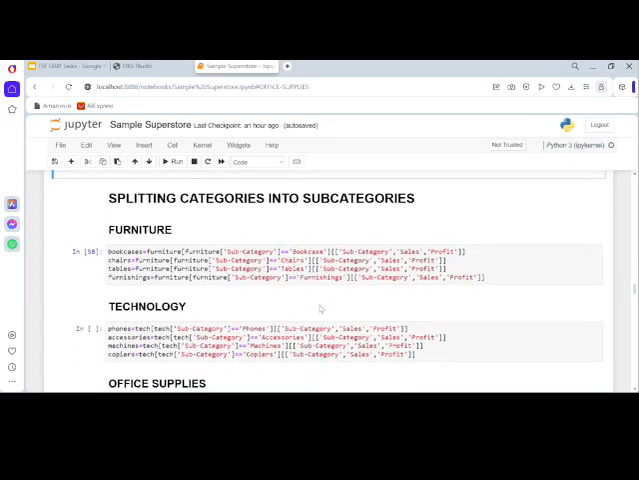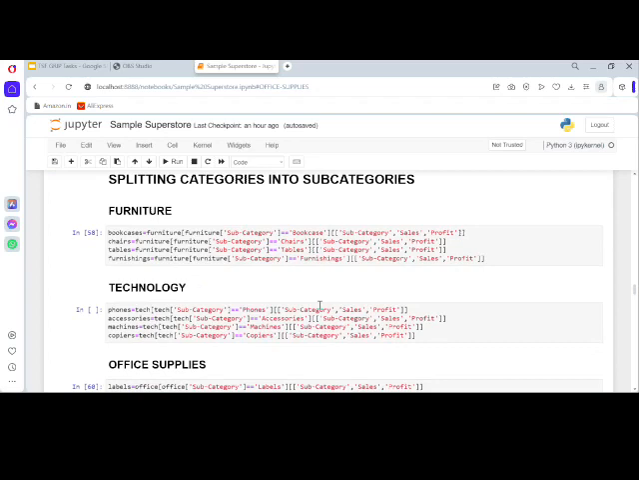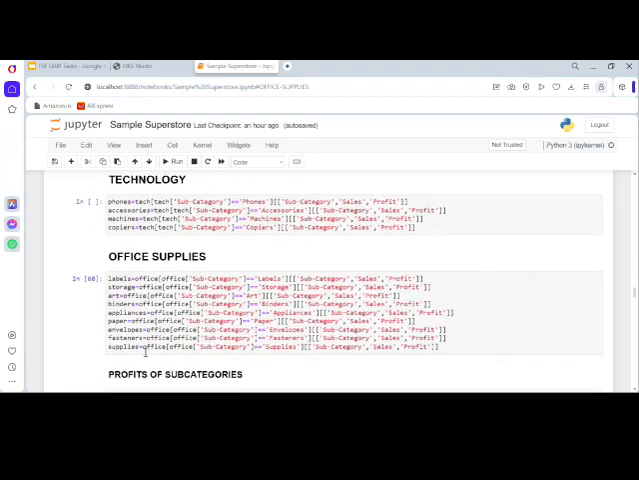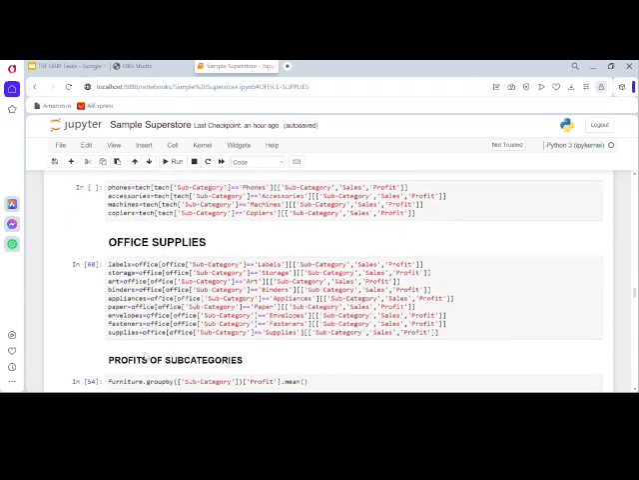Then we have separated the categories into different subcategories, such as furniture, which was further divided into bookcase, chair, tables, furnishings, phones, accessories, machines, copiers, labels, storage, art, etc.